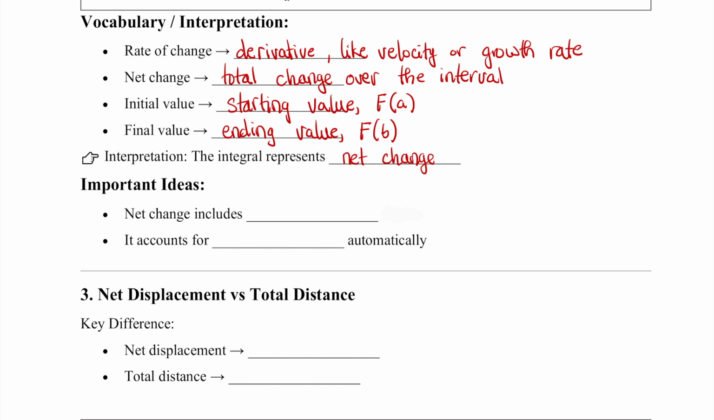There are two important things to remember. First, net change includes positive and negative values. So if the quantity goes up and then down, the integral keeps track of both. Second, the integral accounts for direction automatically. So you don't need to adjust signs manually. The integral does that for you.